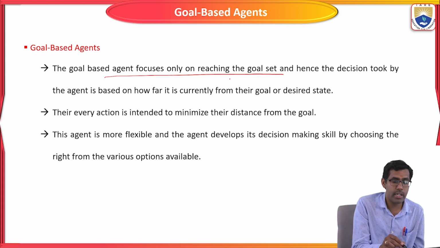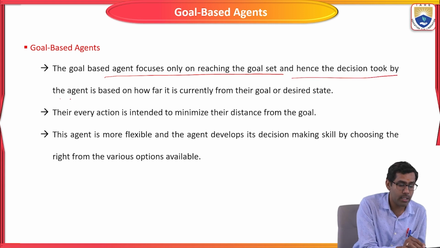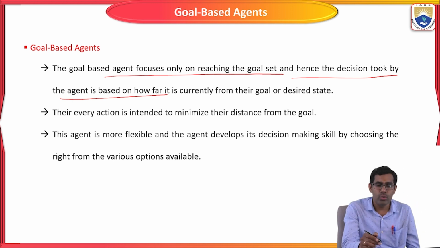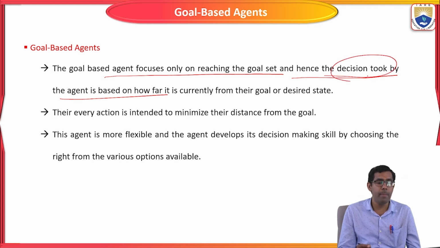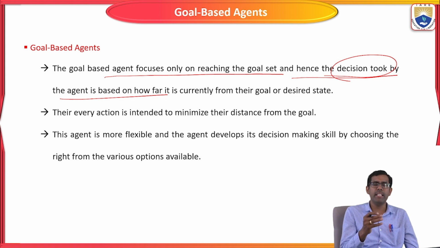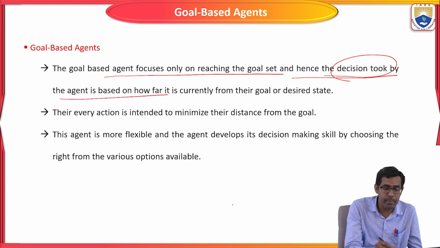The goal based agent focuses only on reaching the goal set, and hence the decision taken by the agent is based on how far it is currently from its goal and desired output. This is the state. This one is very important: the decision taken by the agent. Here the agent means the goal based agent. The goal based agent is going to take a decision. Here the perception intelligence will work, so it's like a human. That artificial intelligence based system is going to take a decision. The decision is nothing but a source.